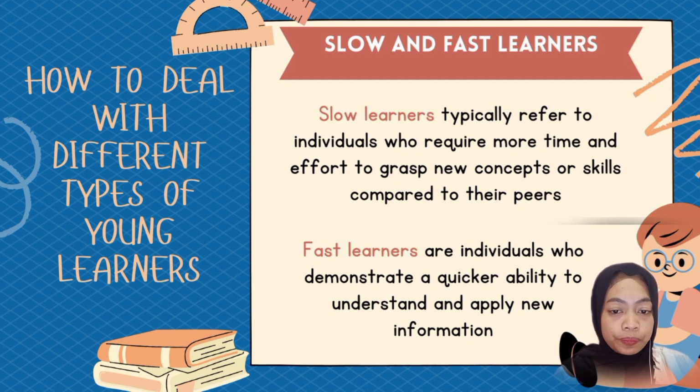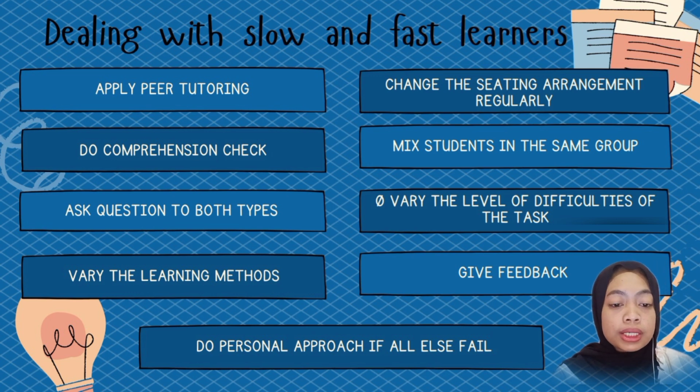So, how to deal with them? Dealing with slow and fast learners, we as teachers need to first apply peer tutoring. The second is apply mixed group discussion, same as with the passive and active learners. And the third is do comprehension checks, especially on the slow learners. And then ask questions to both types. Don't focus only on the slow or on the fast, but focus on both. And the next is vary the learning methods. The next is vary the level of difficulty of the task, and then change the seating arrangement regularly.